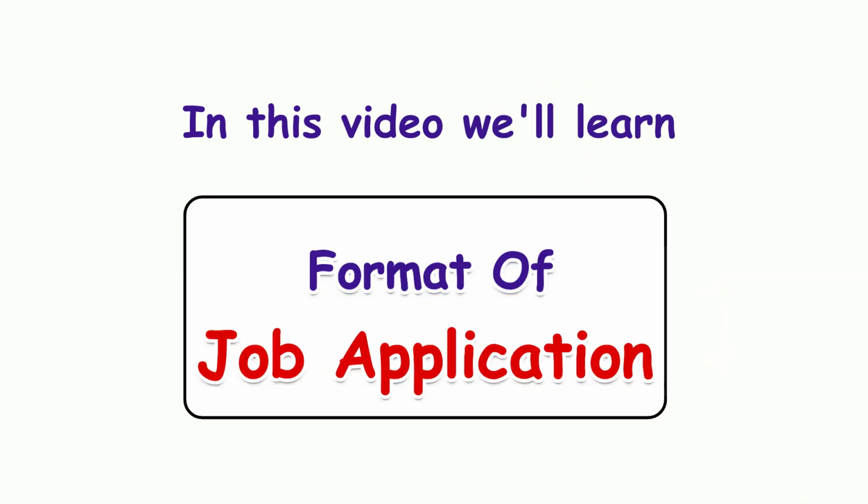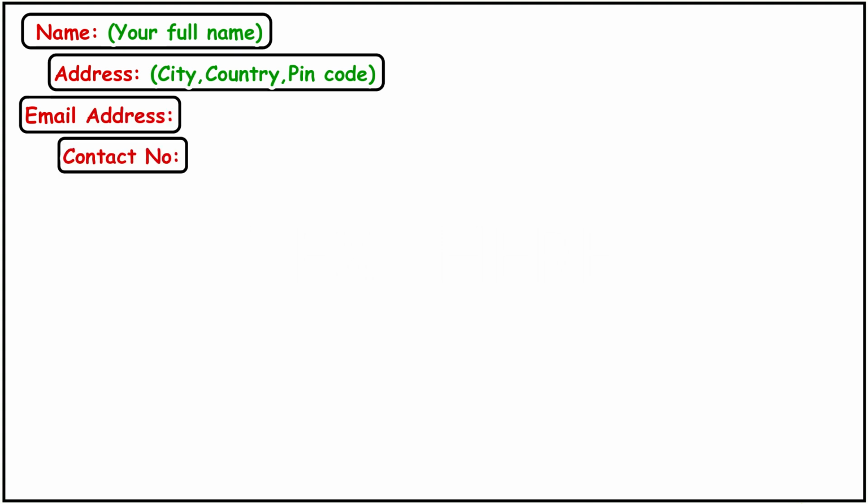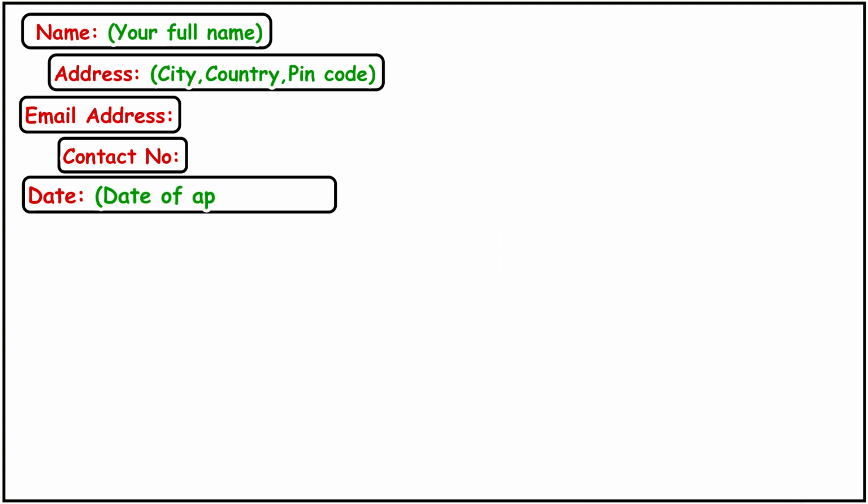In this video, we'll learn the format of a job application. Consider that this is the answer sheet in your exams. So start from the top left corner. Write down your full name first, then your address, that is city, country, and PIN code. Then write down your email address. Then comes your contact number, then the date, meaning the date of application.